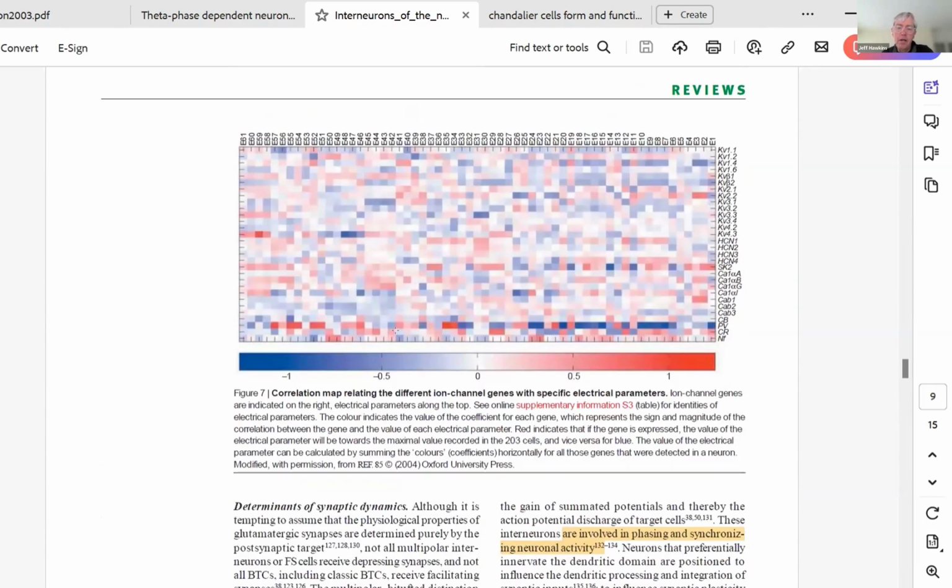This is another lovely but really not very useful chart. It shows a correlation map between the different ion channel genes with specific electrical parameters.